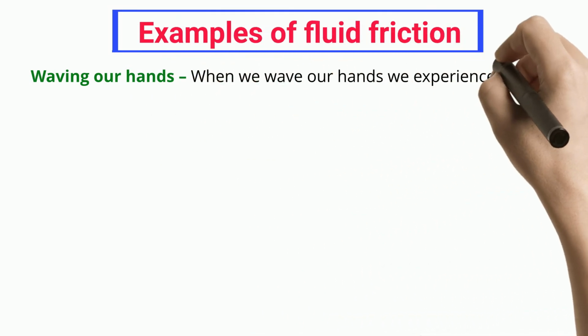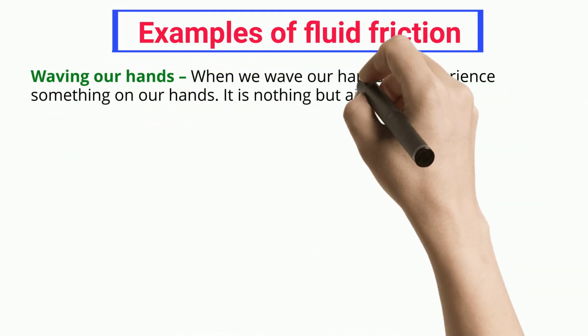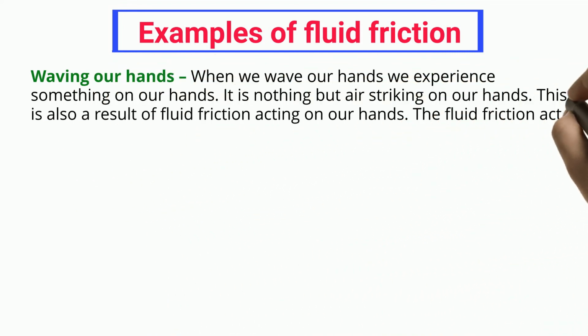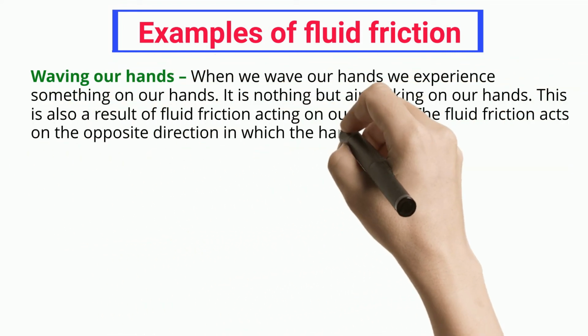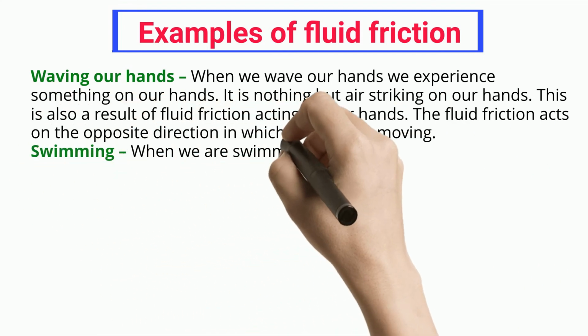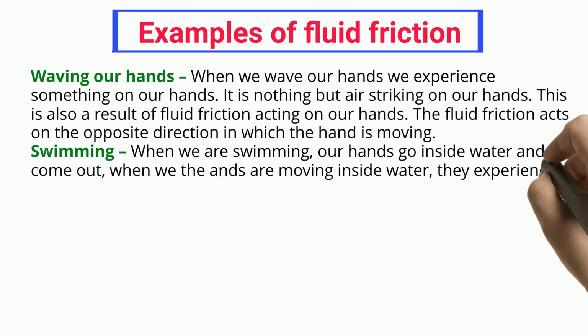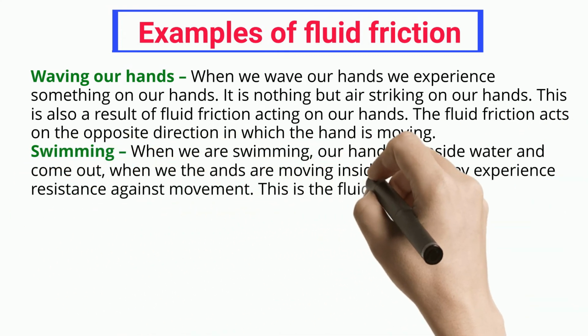Waving our hands. When we wave our hands, we experience something on our hands. It is nothing but air striking our hands. This is also a result of fluid friction acting on our hands. The fluid friction acts in the opposite direction to the one in which the hand is moving.